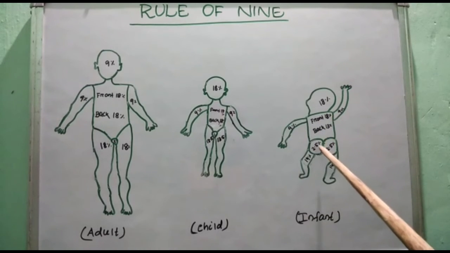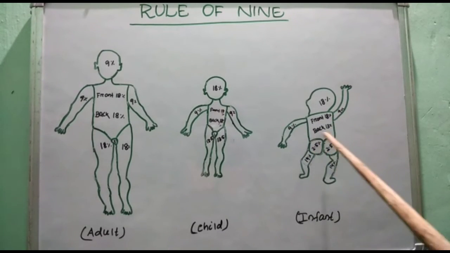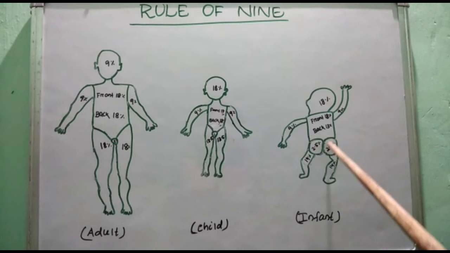For buttock it is 5% totally. For right buttock it is 2.5%. For left buttock it is 2.5%.